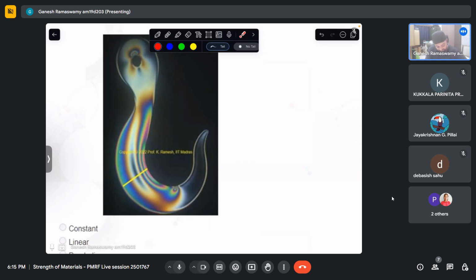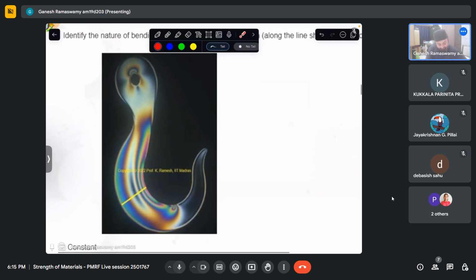So this is the loaded stress frozen model of a hook, and we can see that this does take bending. It is clamped here, or rather this is where it was hung. So here translation is arrested, rotation is not arrested, fine, and I load it here. So I can see that this portion actually undergoes bending because of the load.